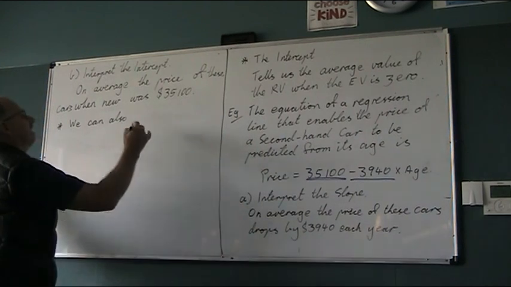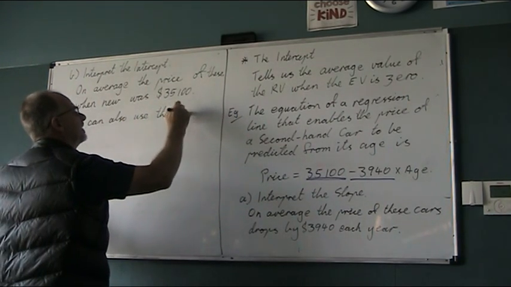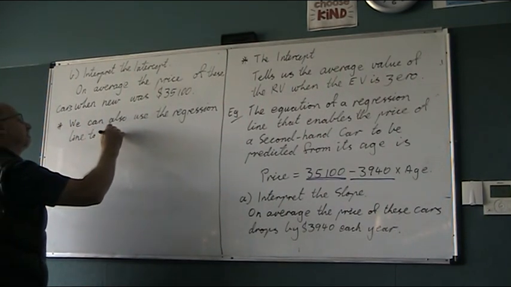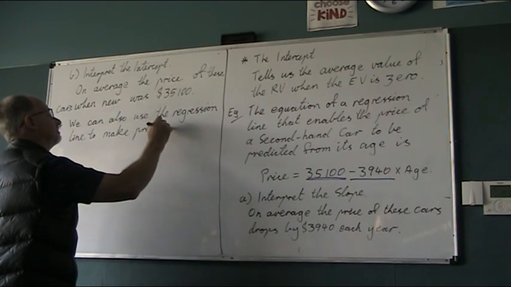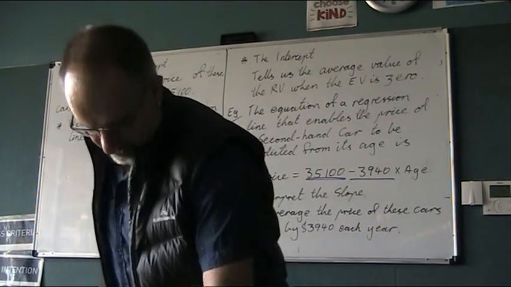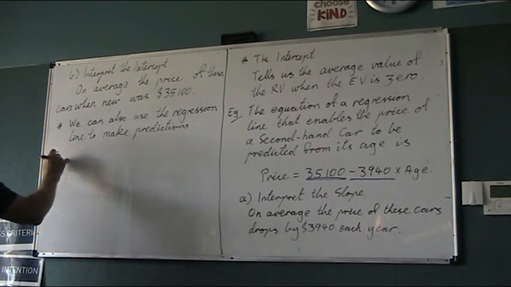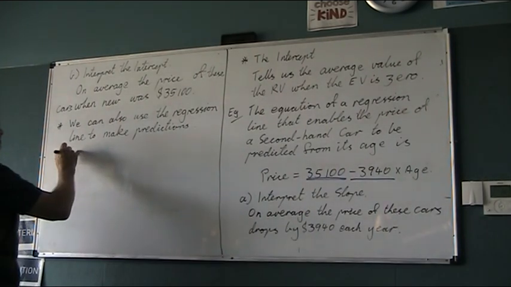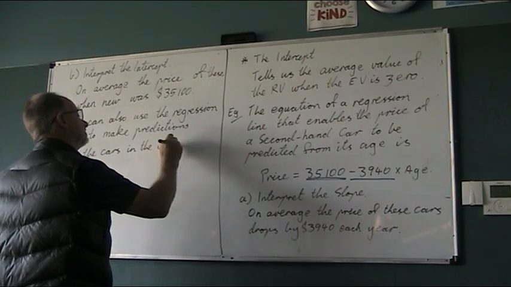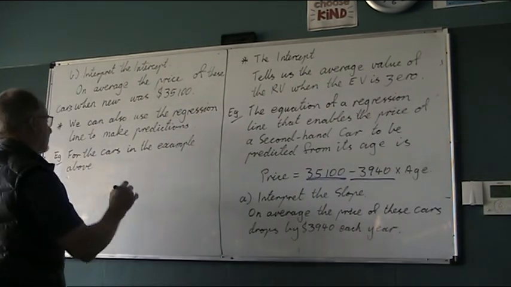All right, go on now with this next bit. So we can also use our regression line to make predictions. I'll use the cars example again. Let's have a look at an example. For the cars in the example above, predict the price of a car that's, say, 5.5 years old.